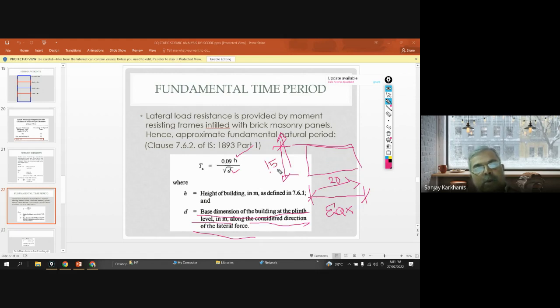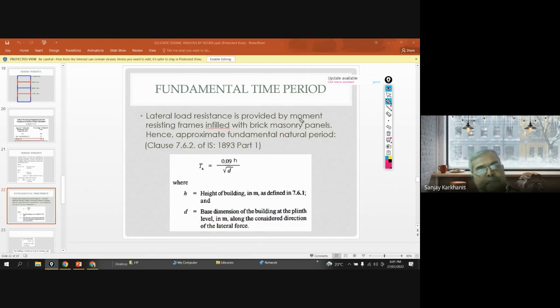So these dimensions, see, d means not depth, d means dimension in the considered direction of the earthquake or lateral force. Clear?